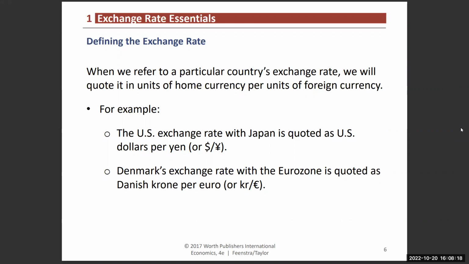Okay, so these are two examples. For example, we have here the dollar and the Japanese yen, so we are from the perspective of the US looking at Japan's currency. And here we have the Danish krone per €1. Okay, so this is our perspective.